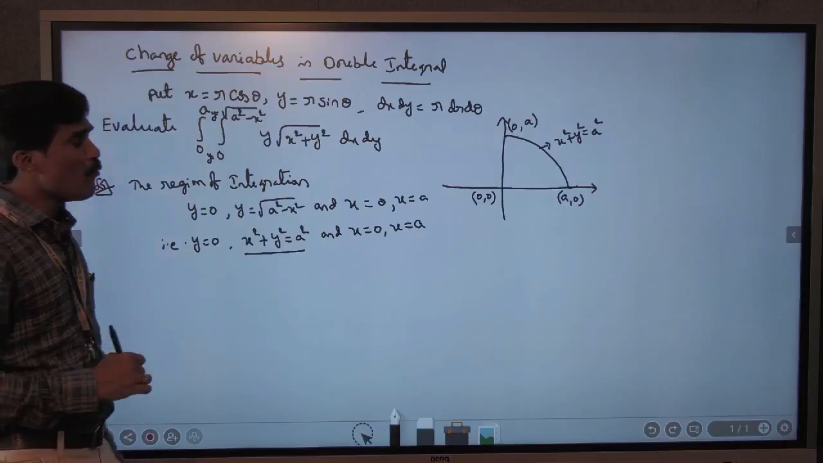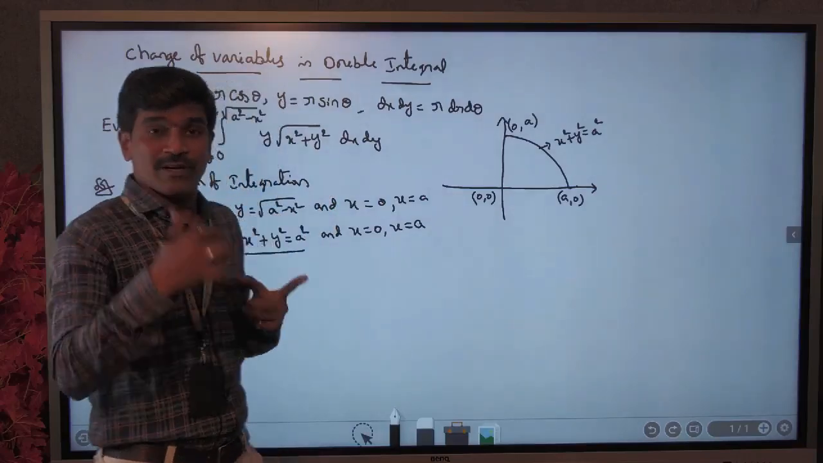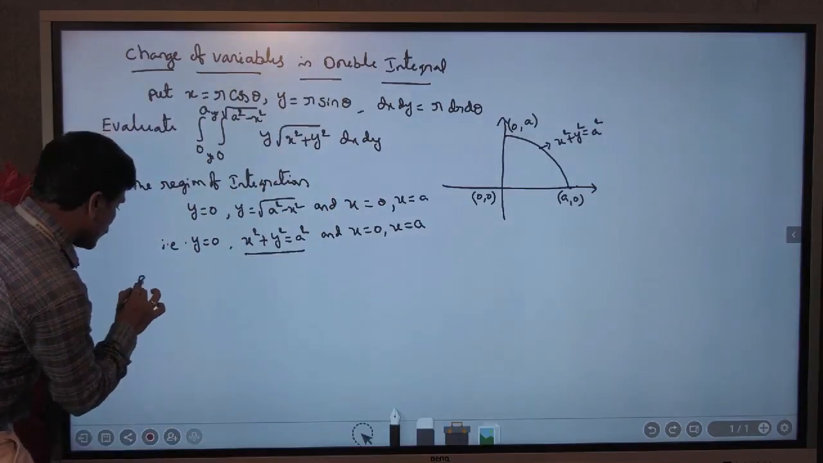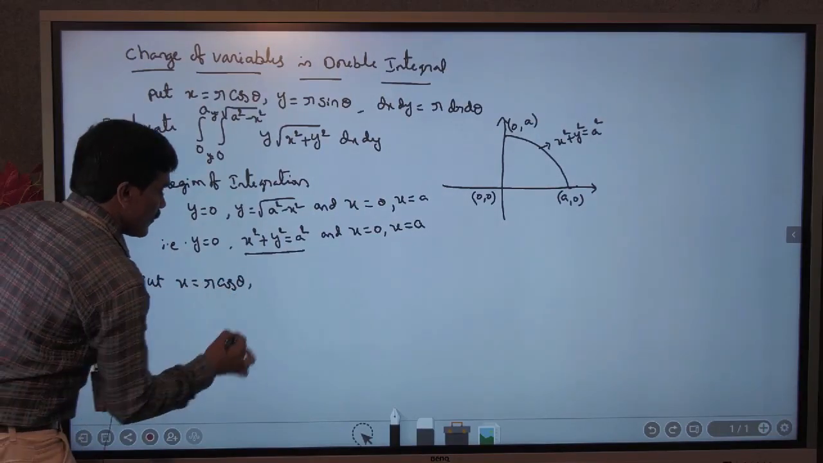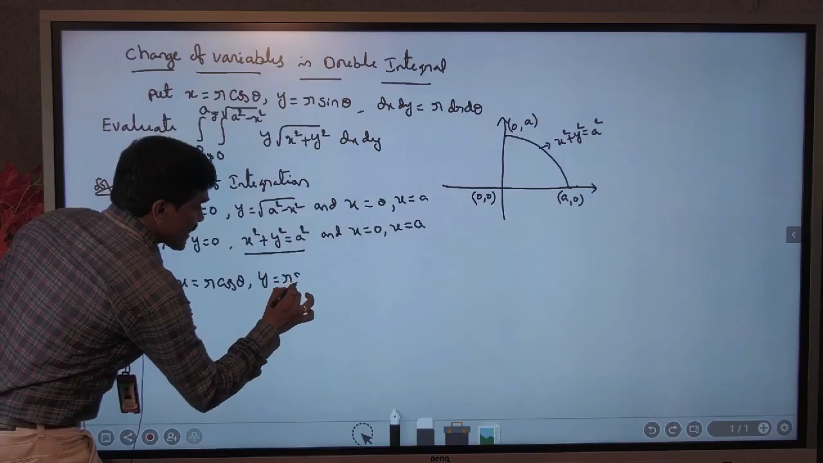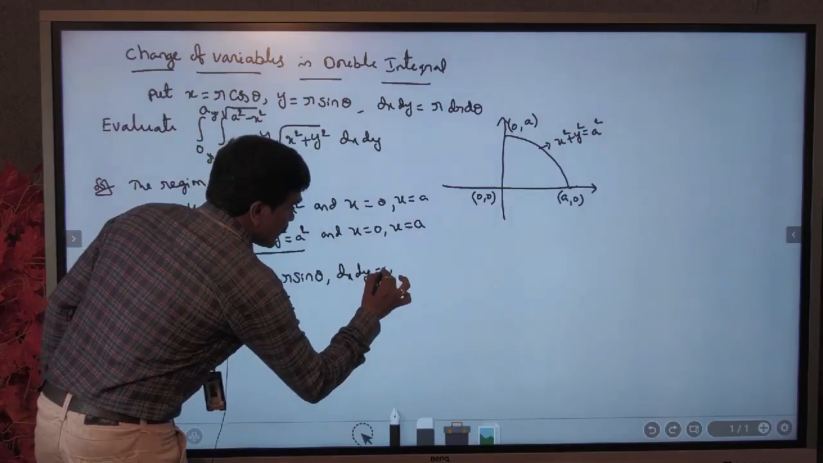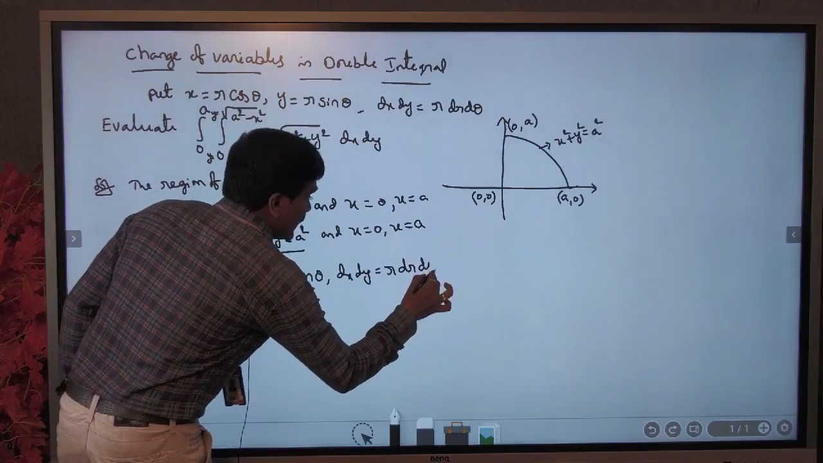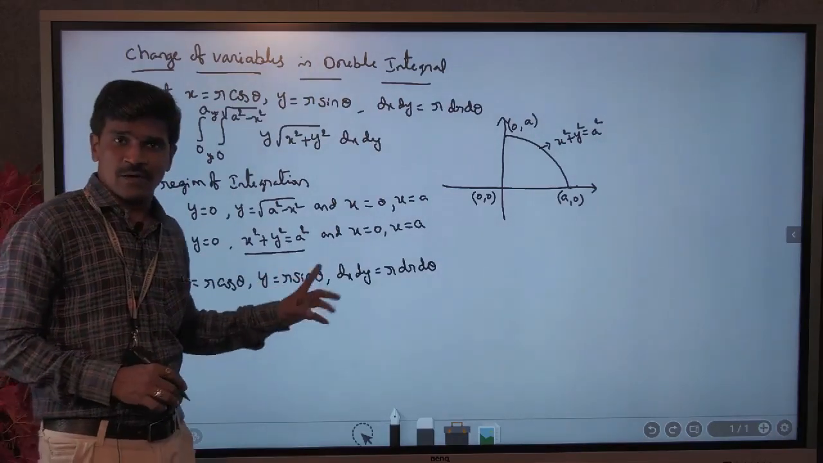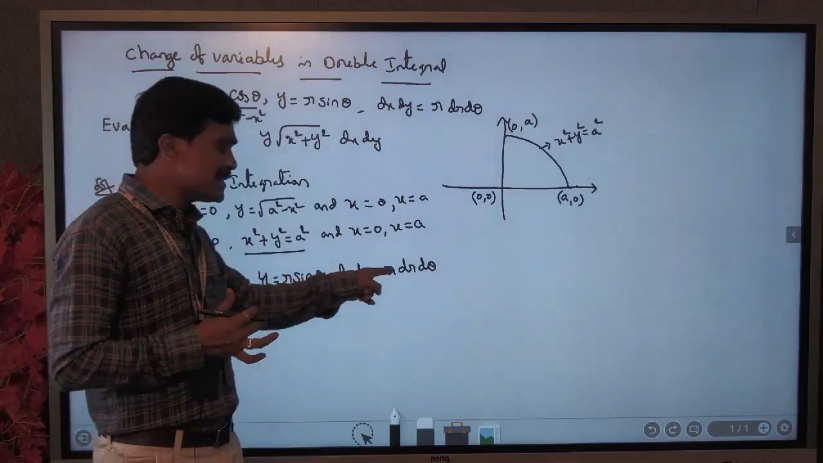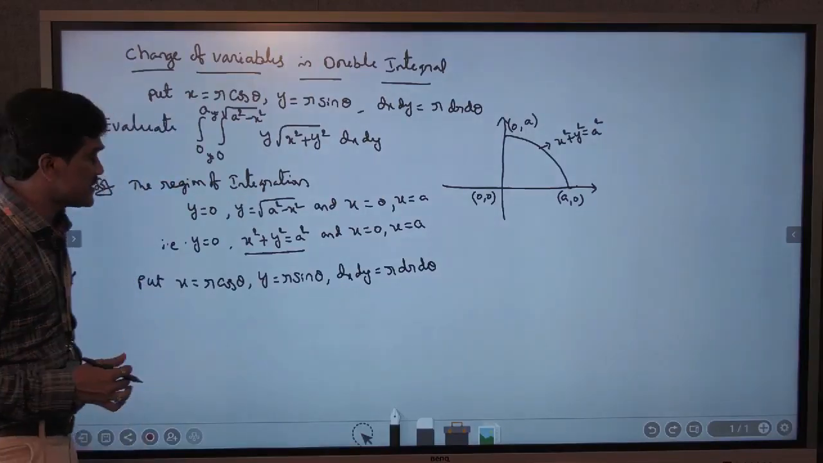Now, to change into polar form, we have to take some substitution. What is that substitution? Put x is equal to r cos theta, y is equal to r sin theta, and take dx dy as r dr d theta. Then to convert into polar form, r comma theta are the variables, right? So what are the limits of r and theta? Now take the r and theta limits.